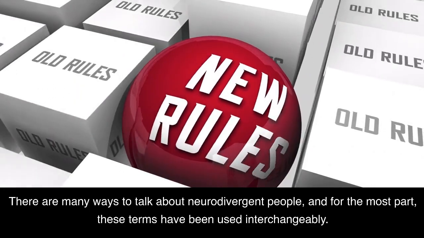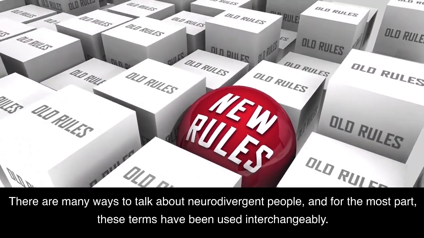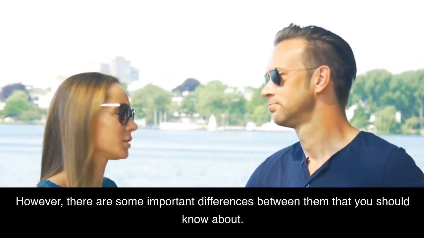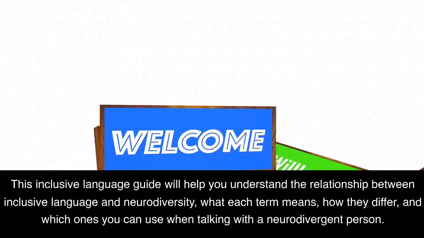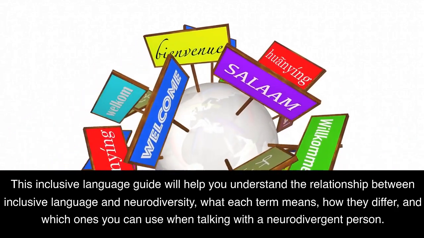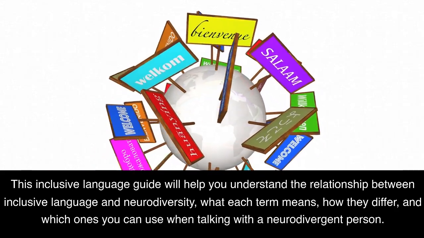There are many ways to talk about neurodivergent people, and for the most part, these terms have been used interchangeably. However, there are some important differences between them that you should know about. This inclusive language guide will help you understand the relationship between inclusive language and neurodiversity, what each term means, how they differ, and which ones you can use when talking with a neurodivergent person.